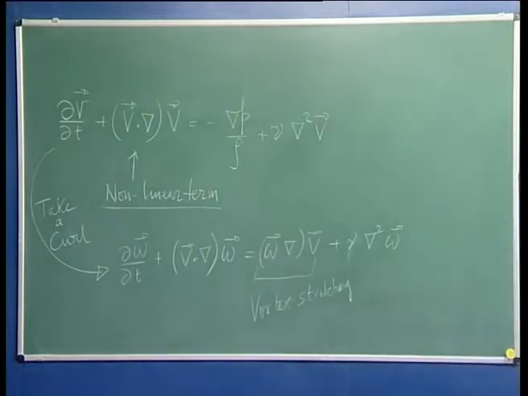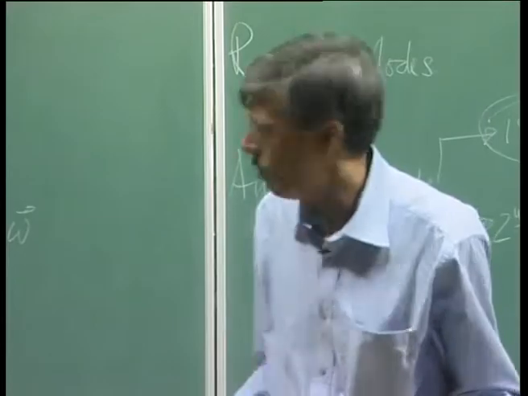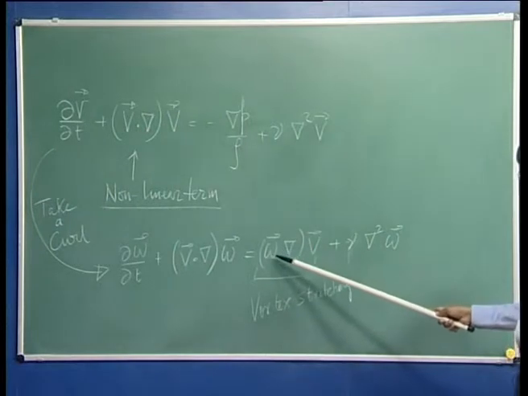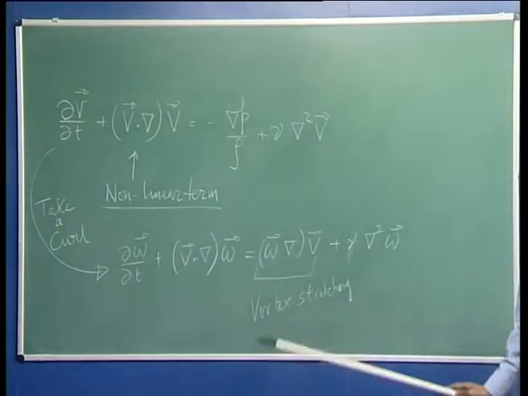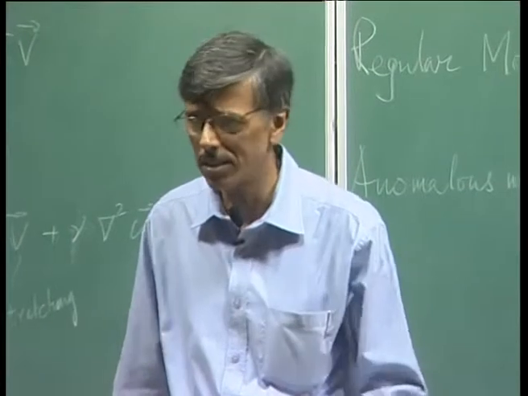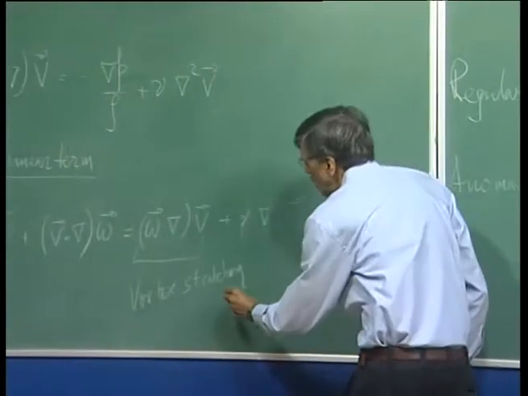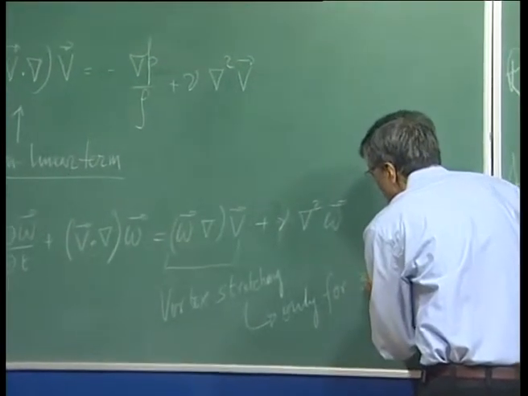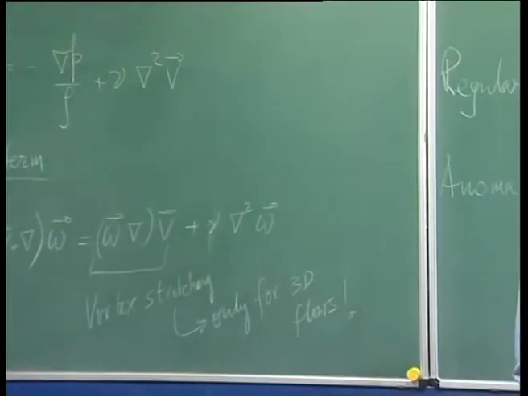Okay. You can very clearly see that this term will be identically equal to 0 for two-dimensional flow. Why? Because your flow gradient will be in, let us say, the xy plane, omega is in the normal direction, so z direction. So, omega dot del is 0 identically. So, this is what we need to understand, that this vortex stretching is only for 3D flows. For 2D flows, it's identically equal to 0. Okay.